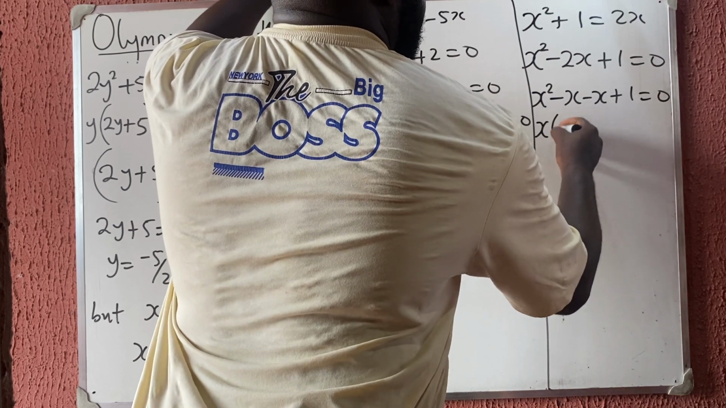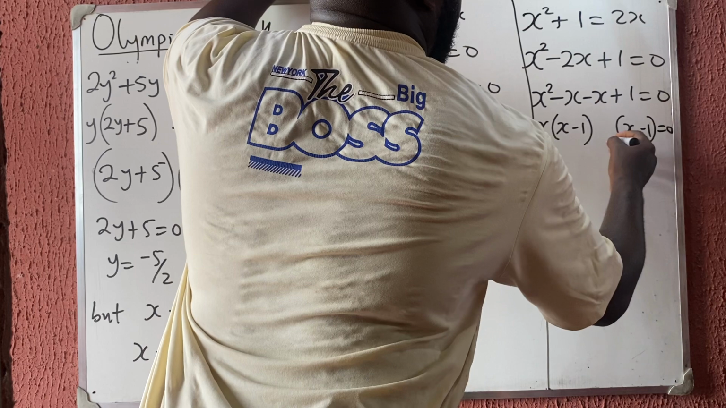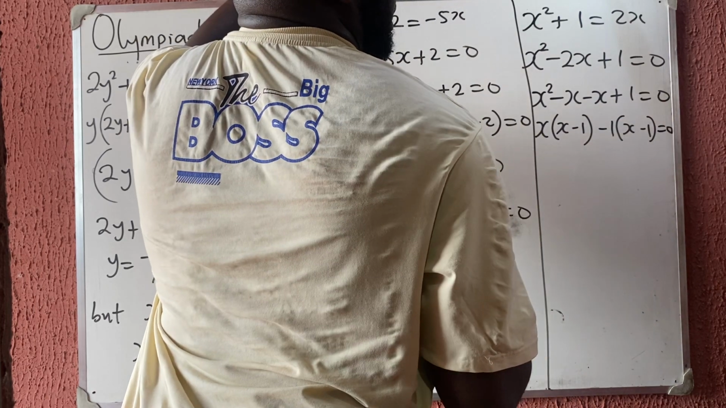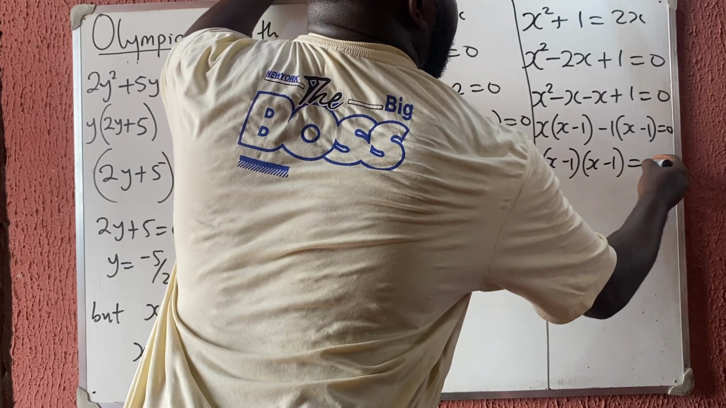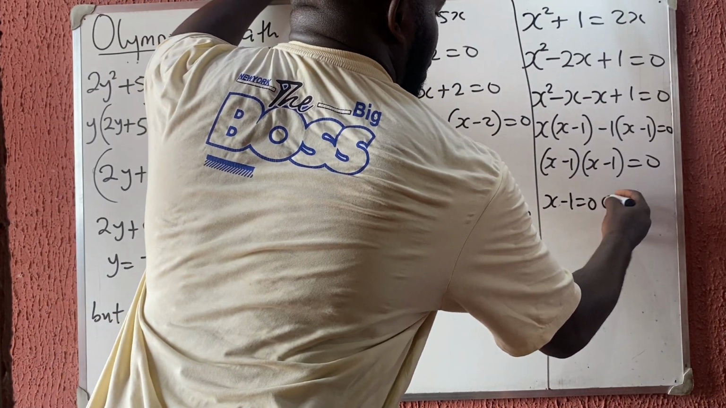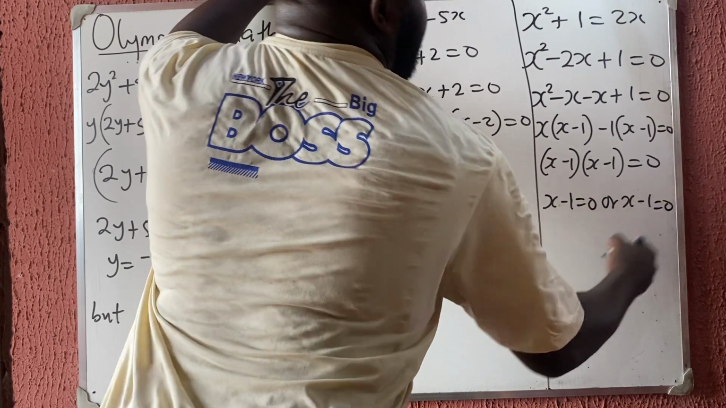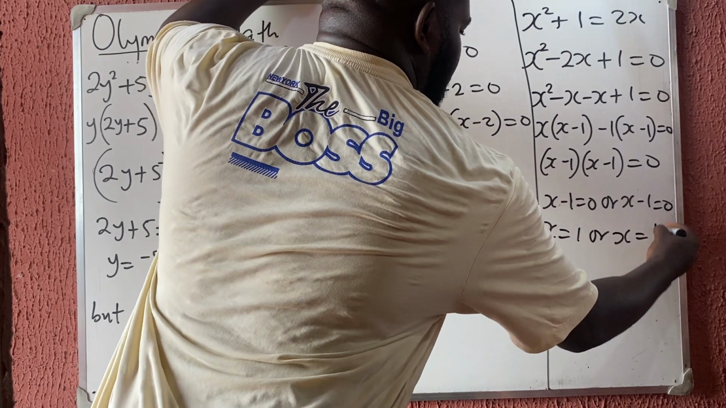So I'm going to have x into x minus 1. Then x minus 1 is equal to 0. I'm having minus 1 here. So I'm having x minus 1 and another x minus 1 is equal to 0. So what does it mean? That x minus 1 is 0, or x minus 1 is 0. So finally, x is equal to 1, or x is equal to 1 again.